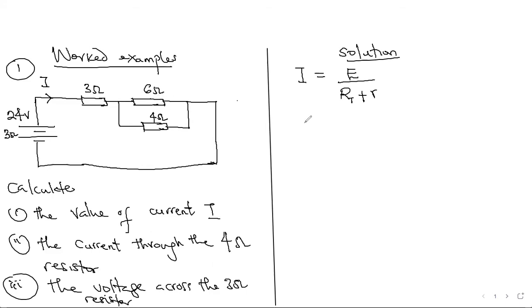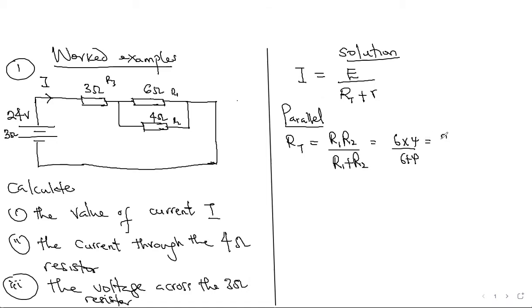Now, for the parallel connection, using the shortcut formula I gave previously, RT will be the product of the resistances, R1 R2, divided by the sum of the resistances. If this is R1 and this is R2, and this is R3, for example, then 6 times 4 divided by 6 plus 4 gives 24 divided by 10, which is 2.4 ohms.